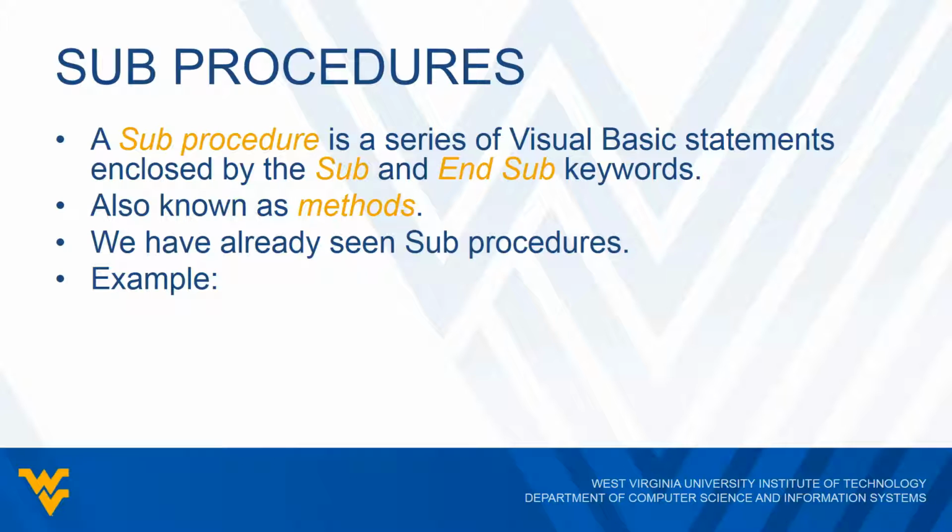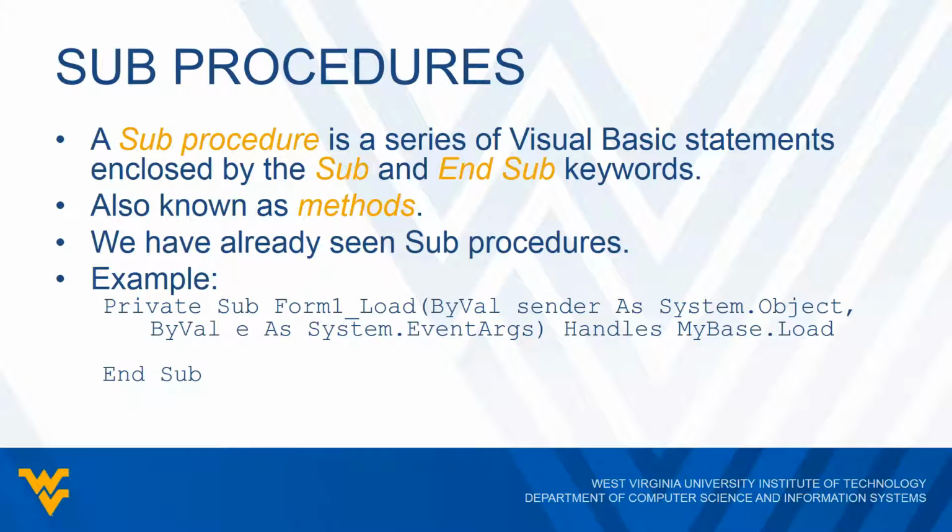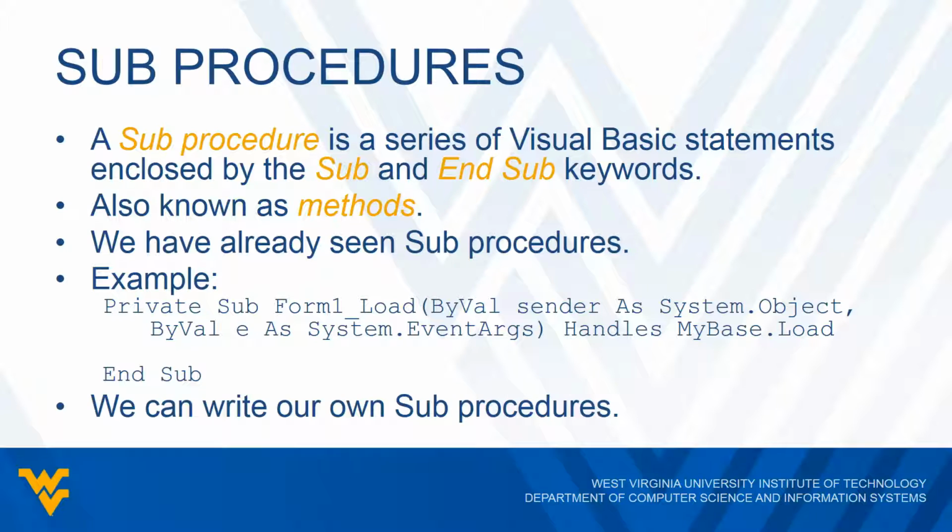Let me give you an example. You should be familiar with this subprocedure by now, where we have a subprocedure called form1load. As we remember, this particular method or sub is automatically called whenever we start our application because it handles the event mybase.load. What we're going to look at in this lecture is that we can write our own subprocedures. We want to look at how we would actually create these subprocedures. Obviously we have the sub and end sub keywords, but we'll take a look at everything we need to know about how to write these subprocedures or methods in Visual Basic.